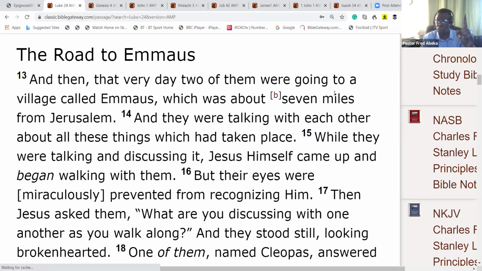1 Timothy chapter 2, verse 4. For this kind of praying is good and acceptable to all men in the sight of God. Who wills, who wishes, who desires all men to be saved? That is the first part, salvation. When they are saved, there's a part number two. And to come to the recognition of the truth.